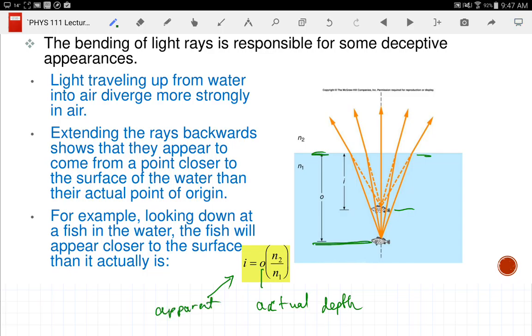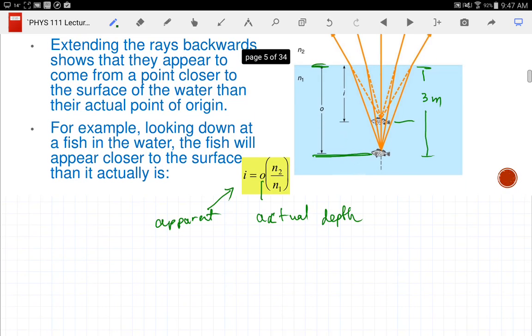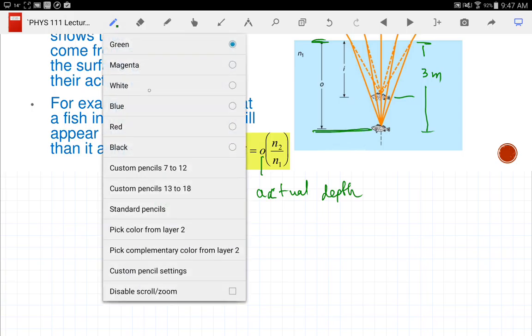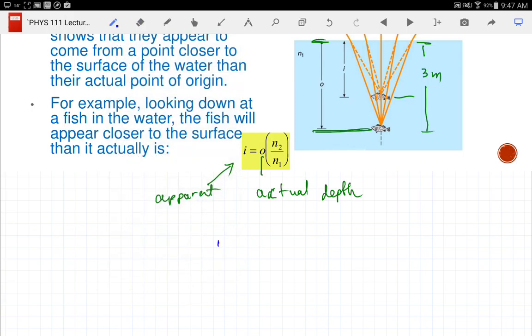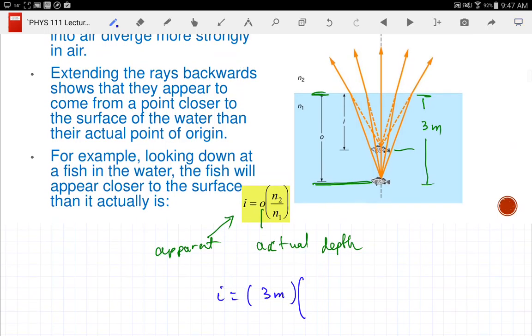So taking a simple situation like air and water, let's suppose that this fish was a distance of 3 meters below the surface of the water. It's actually pretty deep to be able to see the fish, but it's a nice easy number. So if that fish is 3 meters below the surface of the water, and I want to know how deep it appears, I'll just put my numbers in. So I'm going to have O equal to 3 meters. Since the object started in the water, N1, the first medium, was the water.